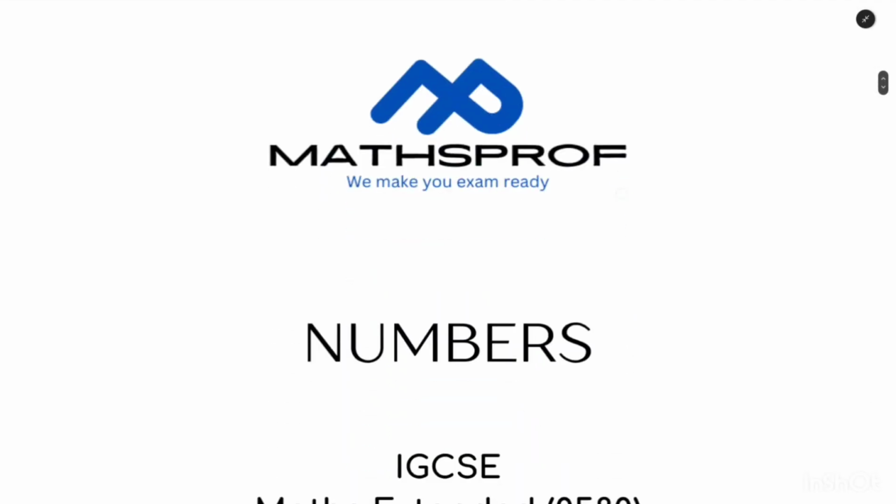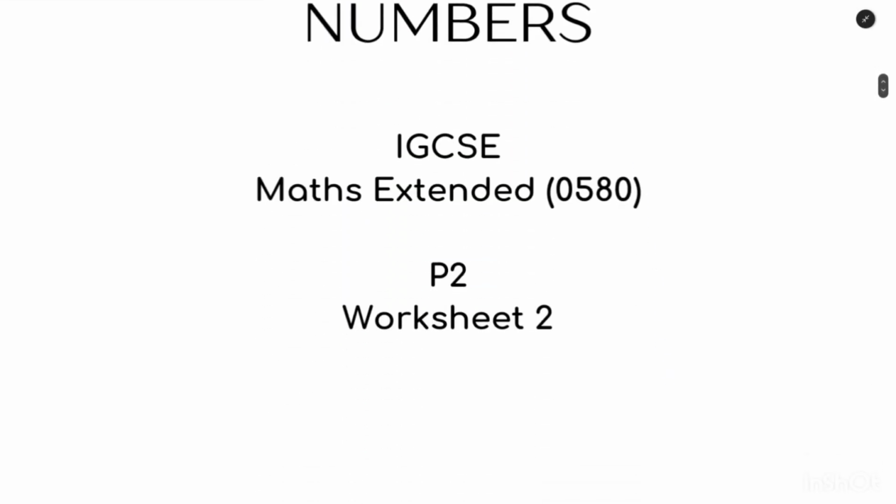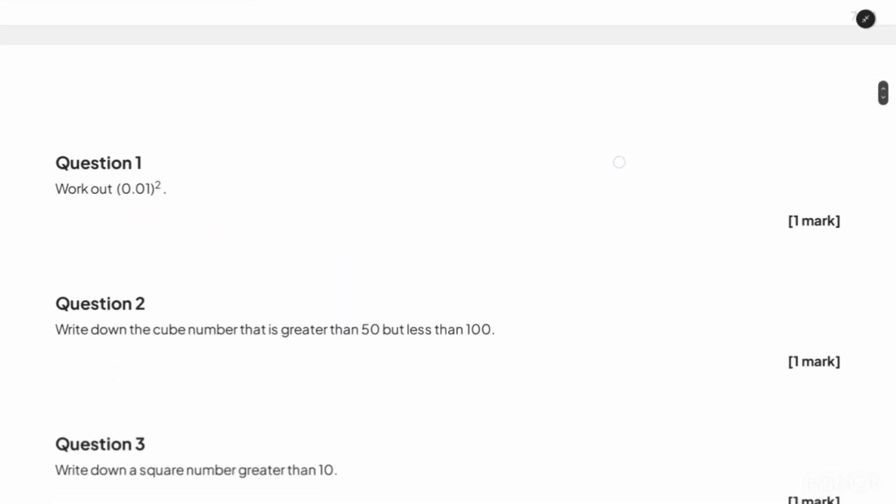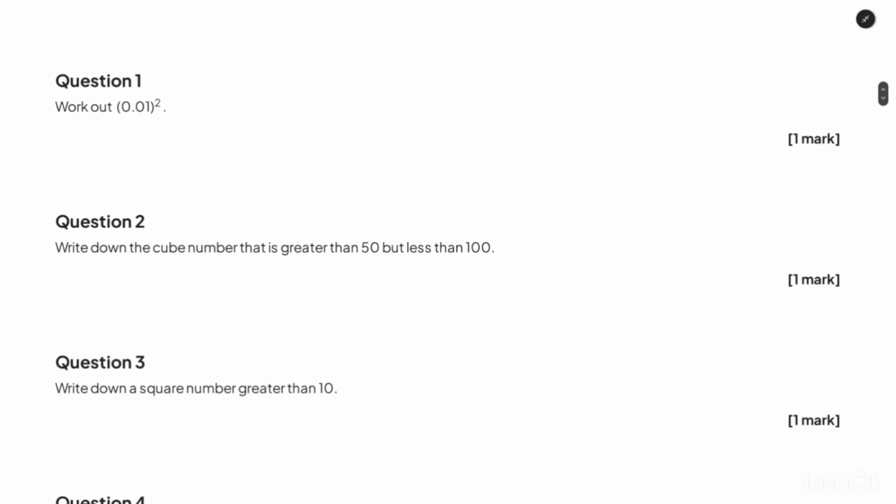First worksheet is done. Let's do the second worksheet of the same topic. Work out 0.01 squared. Again, let me remind you, this is a non-calculator question. This is why they have asked you such a simple question. Otherwise, with a calculator, this type of question doesn't make any sense.